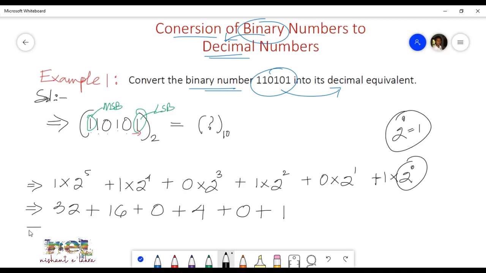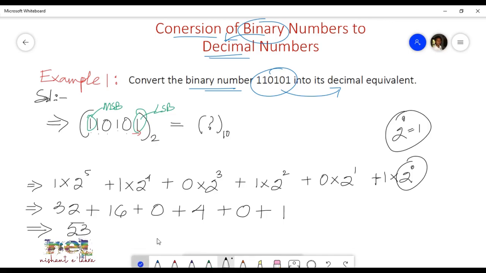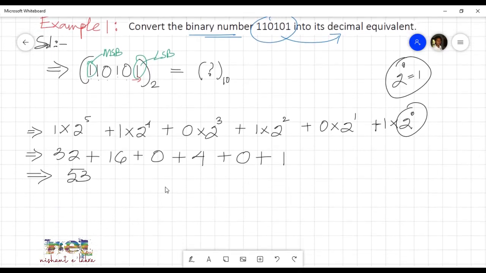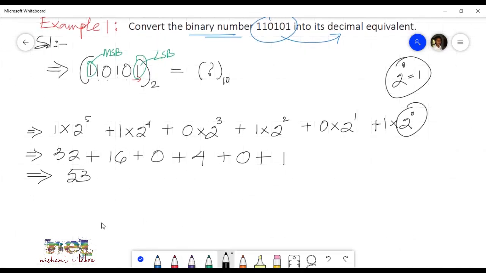Now our next step is to add these numbers that we have just calculated. When we add 32 plus 16 plus 4 plus 1, we get 53. So this is the decimal equivalent of the binary number that was given to us as the question. Therefore 110101 binary is equal to 53 decimal, or 53 base 10.